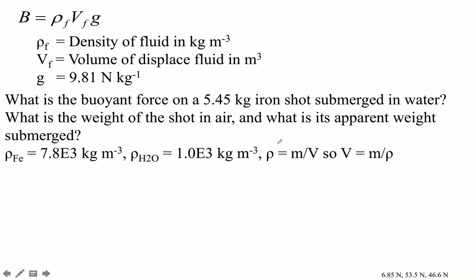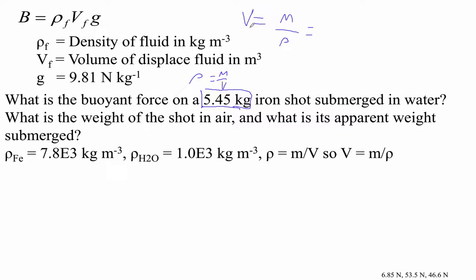How about this one? Let's do one where we've got this iron shot. What is the buoyant force on this shot submerged in water, right? And then this looks like we can't solve this, right? Well, we can. The first thing we're going to do is find the volume of the shot. The volume is going to be the mass divided by the density. Okay, and I'm using density as mass over volume, right?